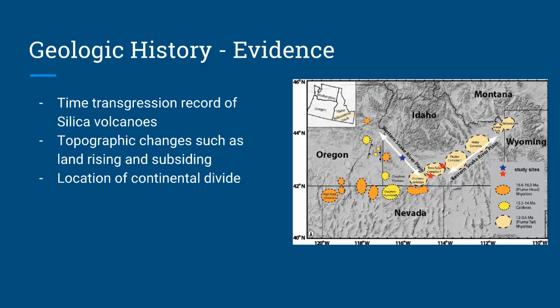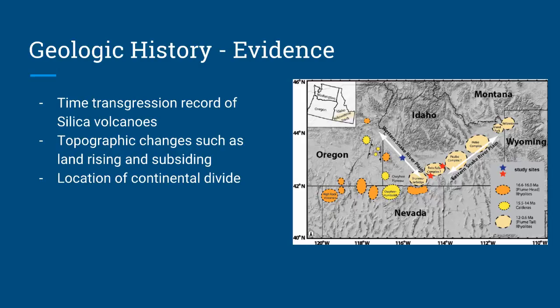There are several facts that support this theory. The time transition record of the silica volcanoes is interpreted as a result of this movement of the continental plate. The topographical changes also suggest the validity of this theory. The land rose due to a thermal uplift of the hotspots, and northeast of the hotspots the highlands subsided due to the cooling of the underlying crust. This is because of the crustal loading from the erosion of the post-hotspot basin.